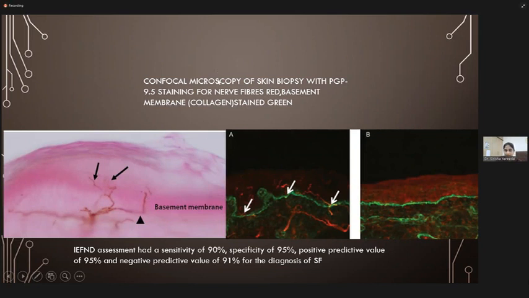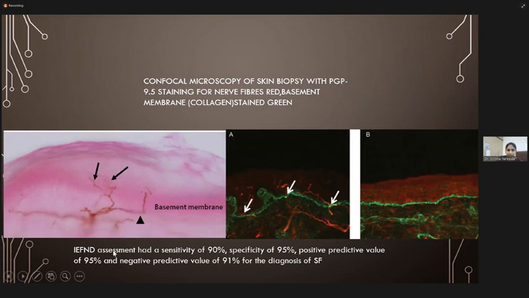There is another technique using a slightly more sophisticated method, a confocal microscope, where you again use the PGP 9.5 protein and immunostain. This is to identify the epidermal nerve fibers, and a collagen stain is also used. The collagen is stained green, and here you can see the epidermal nerve fibers stained red. This is a normal biopsy, but in a patient with HIV who is on drugs and had small fiber neuropathy, you can see the paucity of the nerve fibers. Small nerve fibers are absent, and only the bare collagen can be seen in this slide.